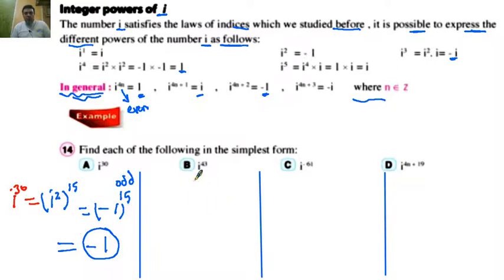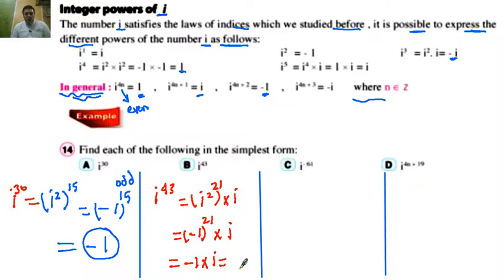Number b, i to the power 43. As we mentioned, i squared; 43 divided by 2 equals 21 with remainder 1, because 21 times 2 equals 42. The power here is 43, remainder 1. Since i squared equals negative 1, we get negative 1 to the power 21 times i. The power here is odd, so negative 1 stays negative 1. Negative 1 to any odd power equals negative 1, times i. Then the result equals negative i.